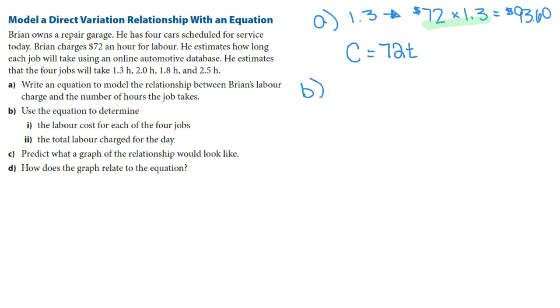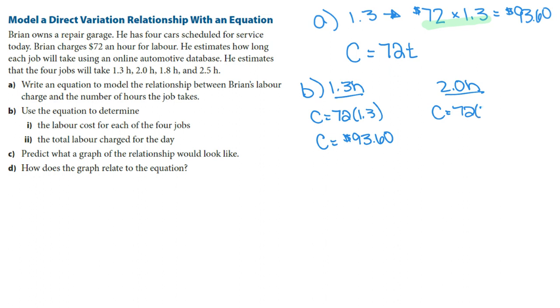Use the equation to figure out the labor costs for all 4 jobs and then the total labor per day. So we already did 1.3 hours, right? We said 72 times 1.3, but we can do it again. So the cost for the 1.3 hour job is $93.60. Then the 2 hour job, the cost is 72 times 2, which would be $144.